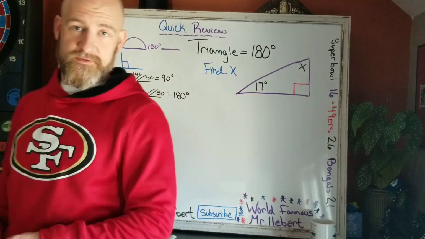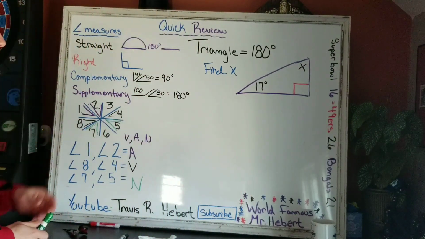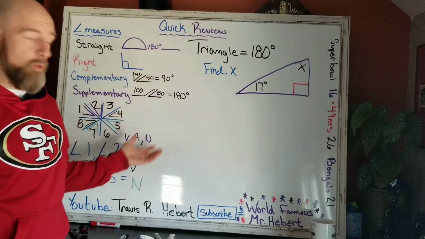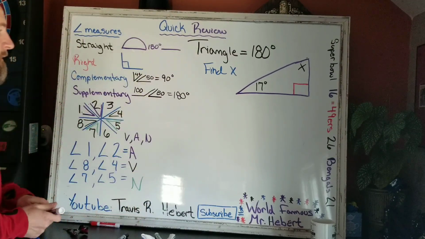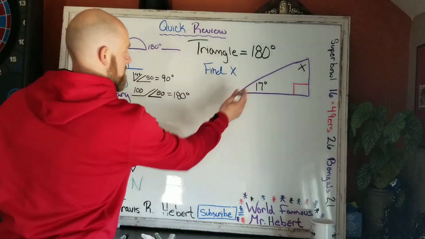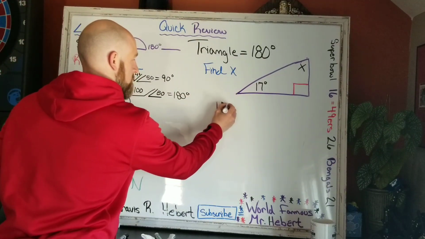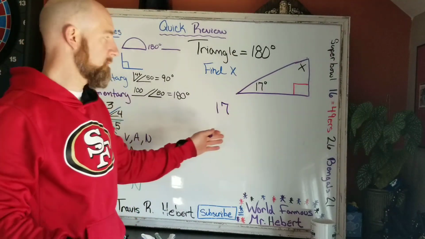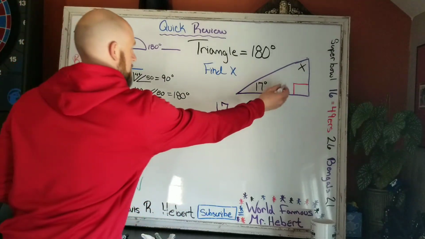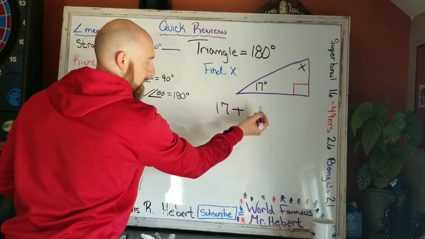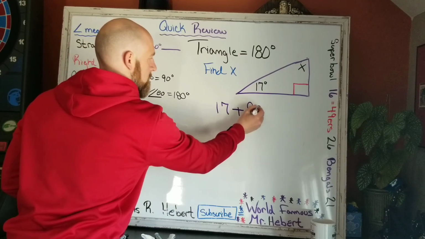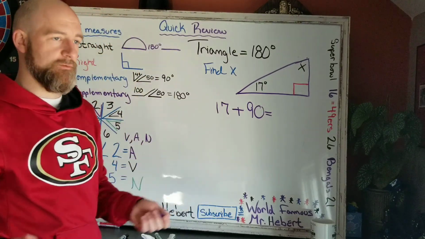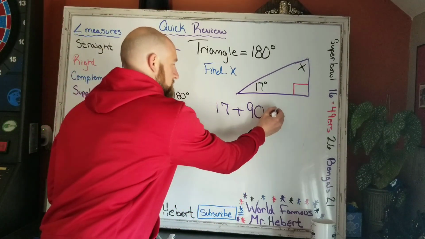And the last thing we'll go over today, how to find x. So we know that a triangle equals 180 degrees. We're given one measurement of 17 degrees. All right, how do we identify another measurement in here? If you look, we have a right angle here, so plus, what's a right angle? 90 degrees. And this triangle always equals how many degrees? 180 degrees.